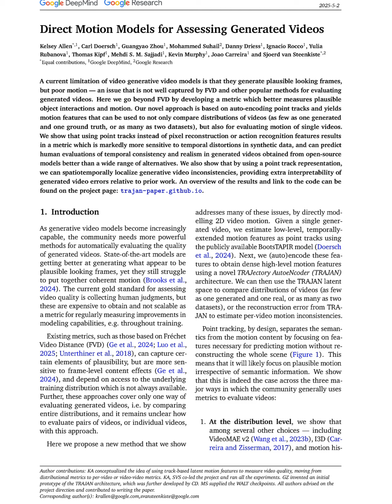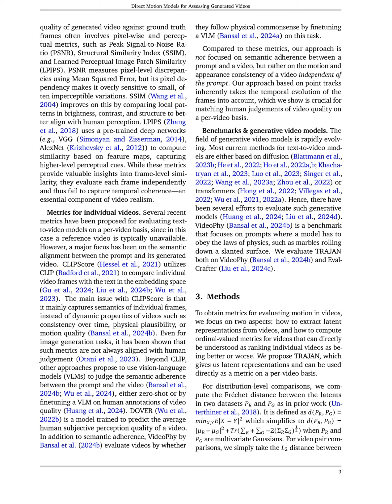Trajan offers significant theoretical and practical benefits over traditional video evaluation methods by directly modeling 2D video motion, which enhances its sensitivity to motion inconsistencies. Unlike conventional metrics such as FVD, which are biased towards frame-level content and do not effectively capture temporal coherence, Trajan utilizes point tracking to focus on motion quality independent of appearance.